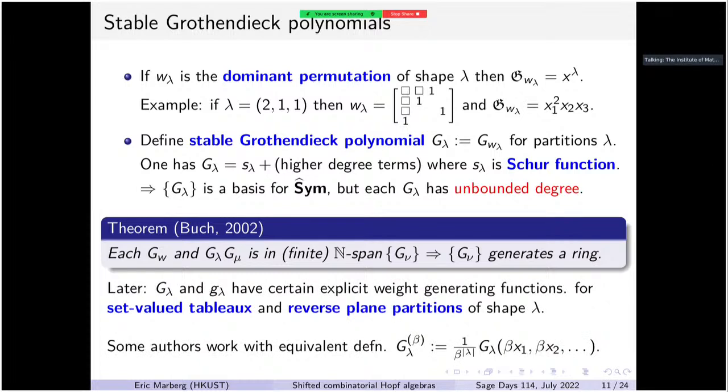So this discussion doesn't tell you at all how to construct these polynomials or these symmetric functions. Later we'll talk about explicit generating functions over set-valued tableaux and reverse plane partitions that give these functions. And I'll just comment for the experts: some authors like to work with these modified polynomials which involve a parameter beta, which is useful for tracking degrees in various computations. I'm just implicitly setting beta equal to 1, and you can go between the two versions by some harmless variable substitutions.